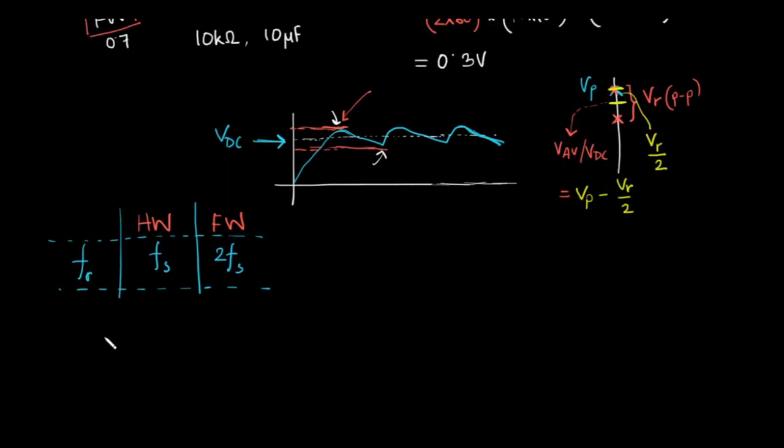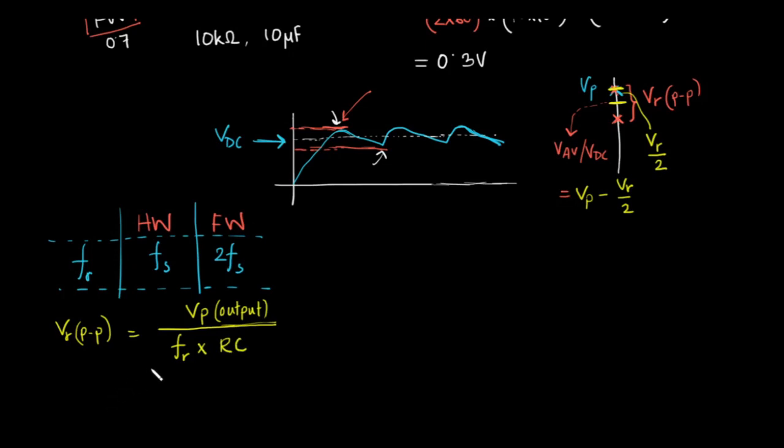We know that if we know the frequency of the ripple, we can find the peak to peak voltage of the ripple using this formula. Vr peak to peak, the formula is the peak voltage of the output, V peak, divided by the ripple frequency Fr times Rc.